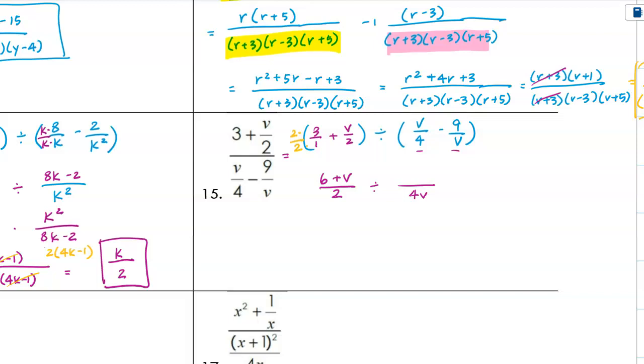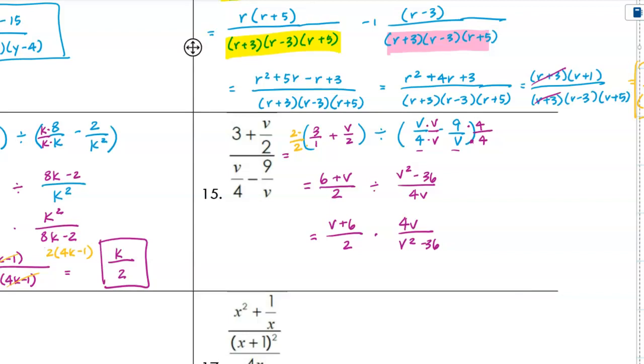So I'm going to multiply top and bottom of this by v over v, and that by 4 over 4. So I end up with a v squared minus 9 times 4 is 36. So I'm going to rewrite this in standard form. Keep, change, flip. Just like that.